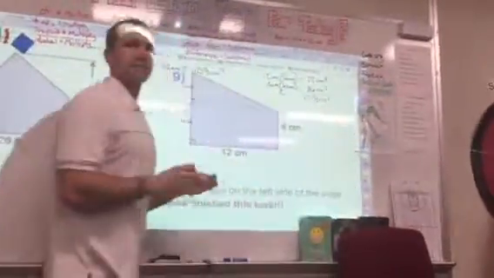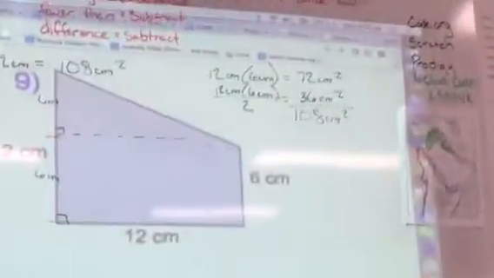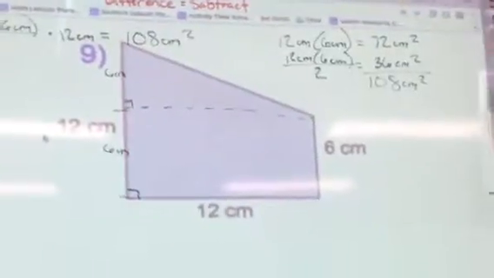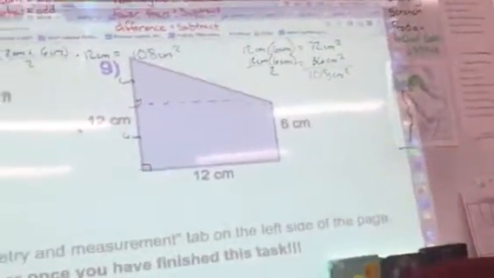Did we get the same answer? Yes, we did. So you could break it down if you wanted to, but you could also just see that we have a trapezoid there.